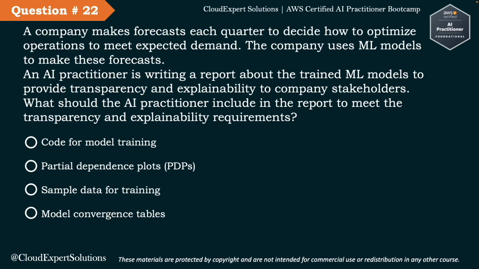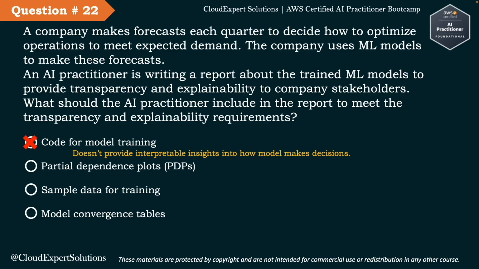Let's review the options. Code for model training. Code transparency is useful for developers. It does not provide business stakeholders with interpretable insights into how the model makes decisions because it will be too technical for non-technical users. Hence, this is not the correct option.